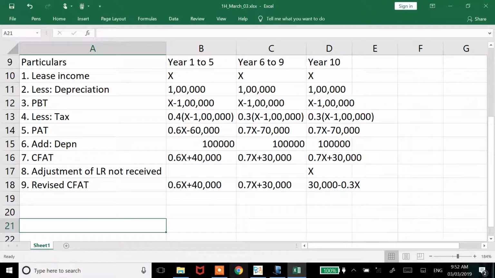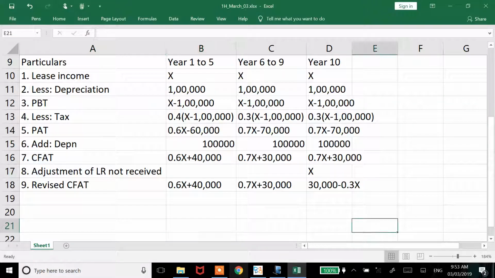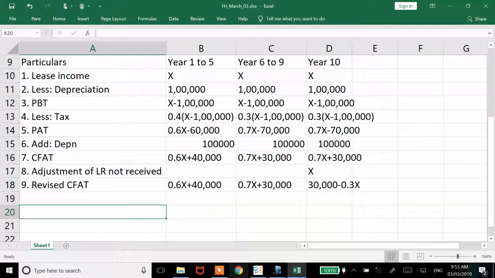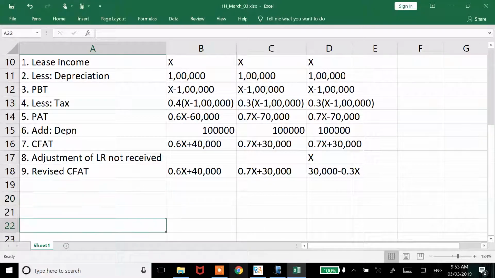0.6x plus 40,000, 0.7x plus 30,000, 30,000 minus 0.3x. I should have done that. I realized it afterwards, that I could have presented this in a little different manner. I didn't think about the year 10 complexity. Let me complete it fully and I'll tell you in step 4 how I could have presented this answer better.